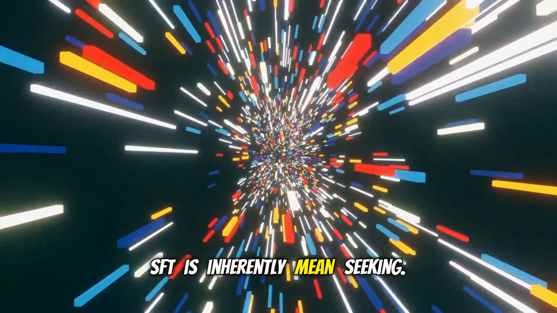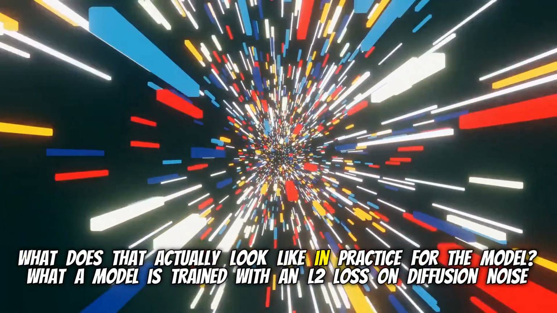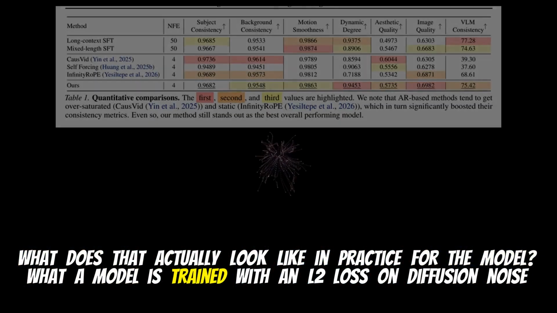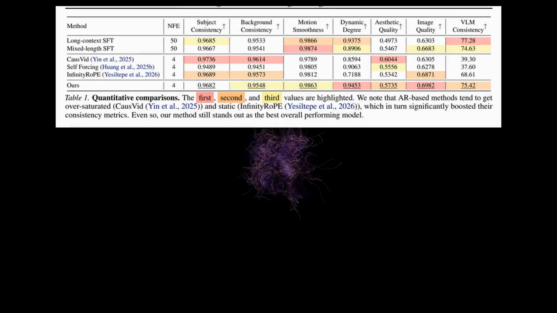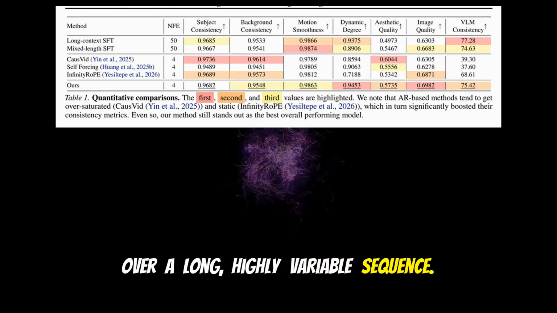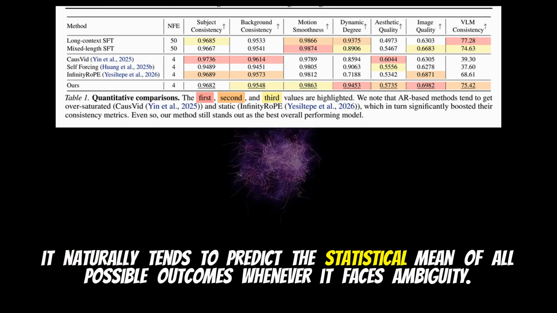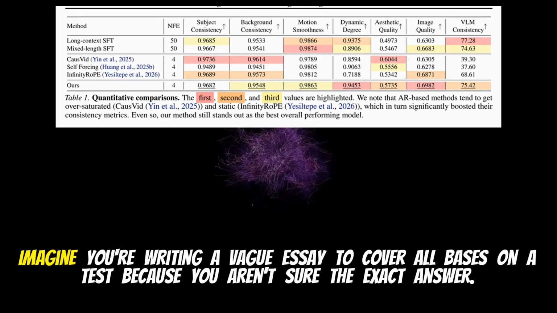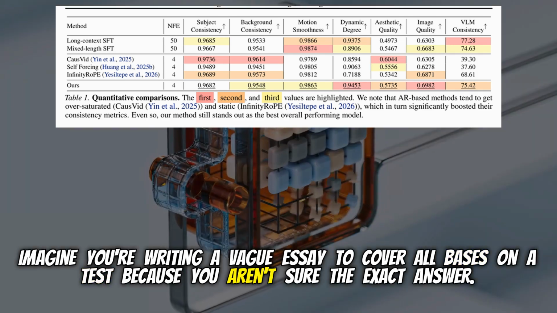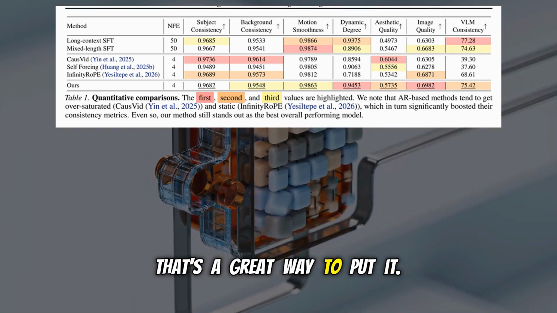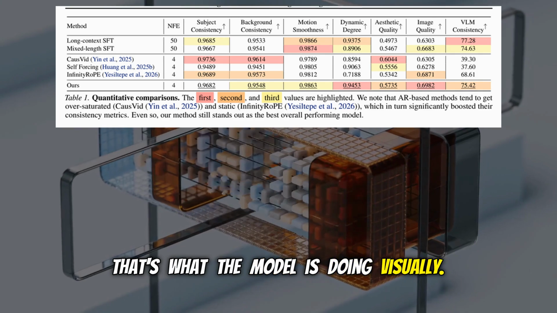SFT is inherently mean-seeking. What does that actually look like in practice for the model? When a model is trained with an L2 loss on diffusion noise over a long, highly variable sequence, it naturally tends to predict the statistical mean of all possible outcomes whenever it faces ambiguity. Imagine you're writing a vague essay to cover all bases on a test because you aren't sure of the exact answer. That's a great way to put it. That's what the model is doing visually.